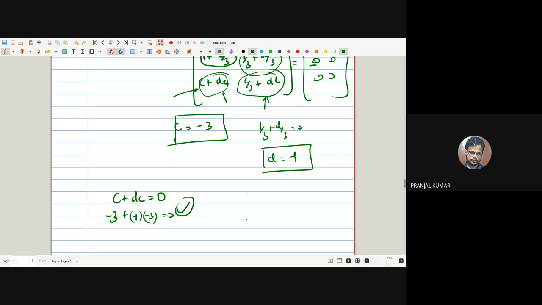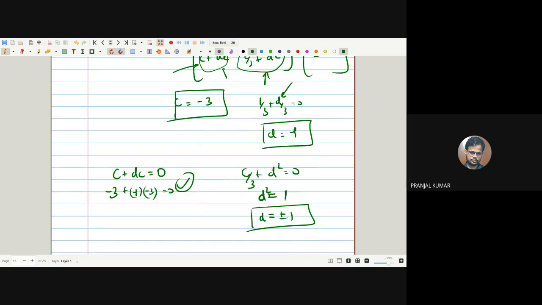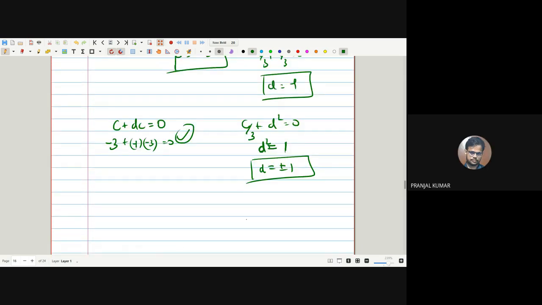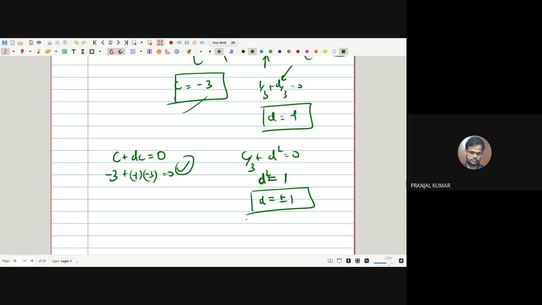What about this? C by 3 plus D square equals 0. Now if you had not used the other equation first and used this equation first to calculate D, then this would have given you C is minus 3, so this would become 1. Yes or no? Now this would give you two values, D plus minus 1. Now you would have to eliminate. Since there is only one value for C, good, I need not worry. Now there are two values of D, 1 and minus 1. So I have to eliminate one of those.